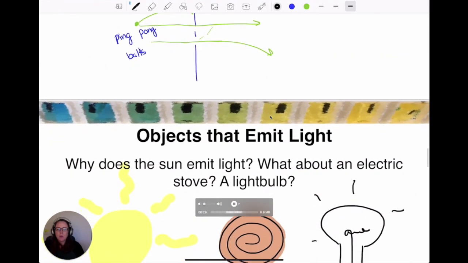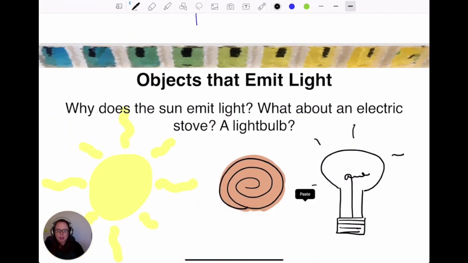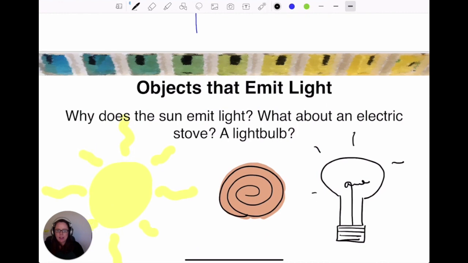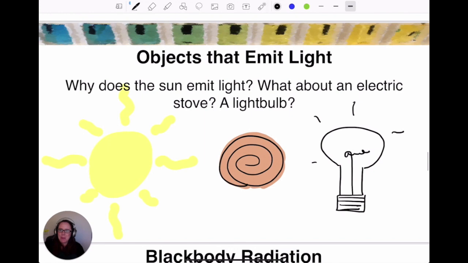Okay, so why do some objects emit light? Why do some objects emit light? So why does the sun, my favorite white light source, emit light? What about an electric stove? So you might have an electric stove with a metal coil, and those metal coils will get kind of an orange, dark red color when they get really, really hot. What about light bulbs?